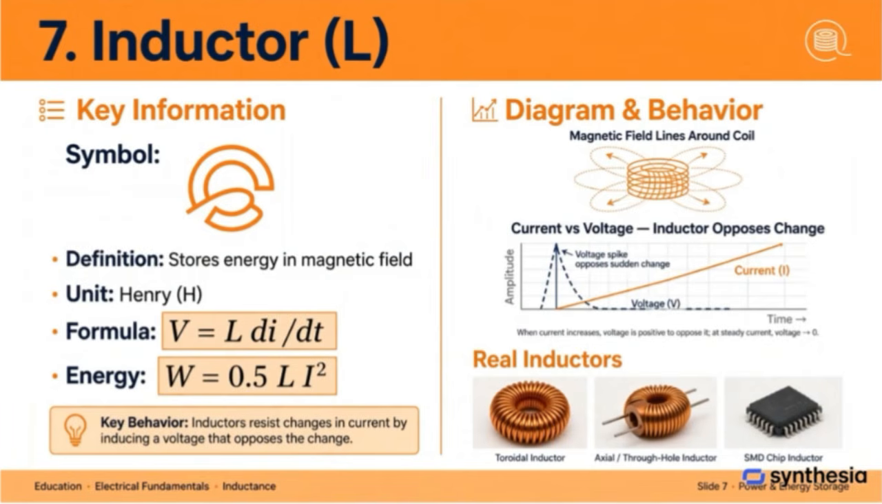Behavior. For DC supply it acts as a short circuit. For AC supply it acts as a frequency dependent resistor. Its inductive reactance is given by XL equals 2 pi FL. There are various types of inductors like toroidal inductor, axial inductor and SMD inductor. It is used in fans, as a choke, in transformers and filters. Always remember, current cannot change instantaneously in an inductor.